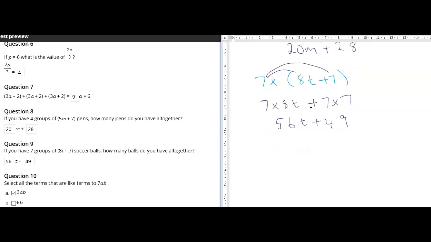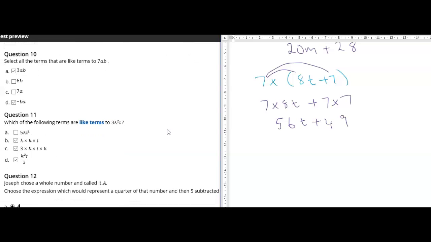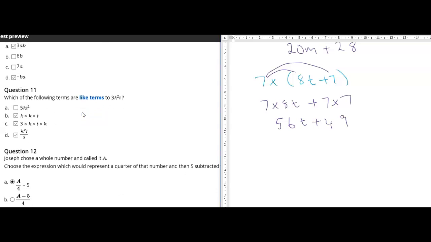Question 10, select all the terms that are like terms to 7AB. So in these questions, quite a few of you got them wrong where you had to give more than one answer. And I did give a warning at the start of the test that some questions had more than one answer. So 7AB, we're looking at the pronumeral part to decide on our like terms. So anything with an AB is a like term. So 3AB is a like term, but also negative BA is a like term because it doesn't matter about the order. Okay, so negative BA is the same as negative AB. So 2 answers for question 10.